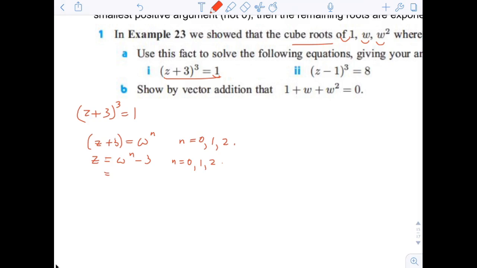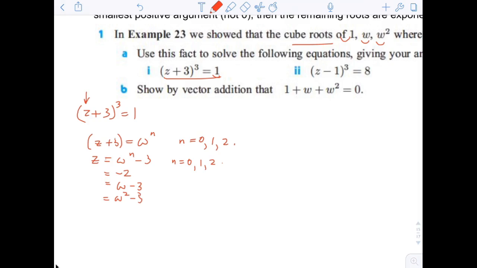Now if you want to see exactly what the z values would be, the first z value would be n equals 0, so omega to the 0 is 1, minus 3 is negative 2, right? If you plug negative 2 in here, you can see that it actually works. Negative 2 plus 3 is 1, 1 cubed is 1. What would be the second value? The second value would be omega to the first, so it would be omega minus 3. And the last one would be omega squared minus 3.